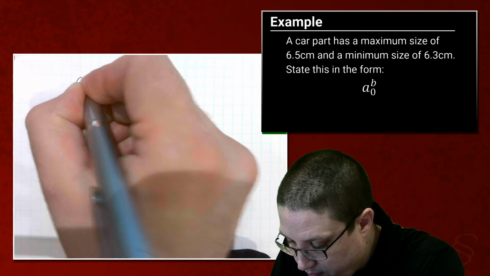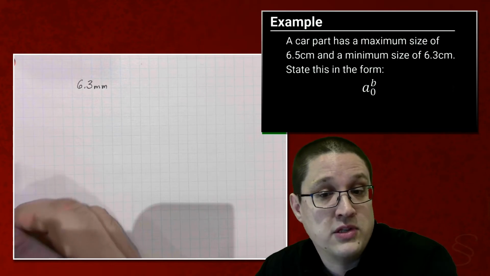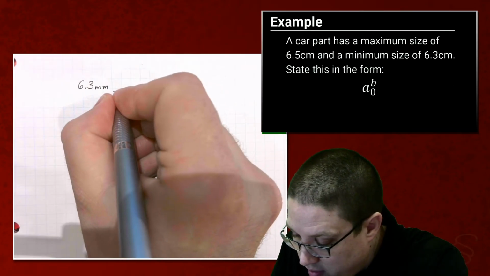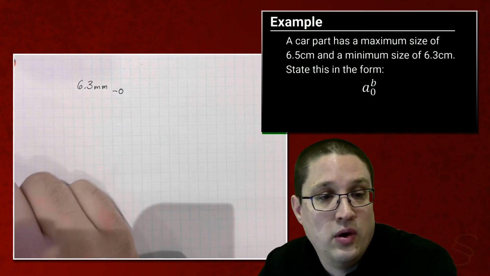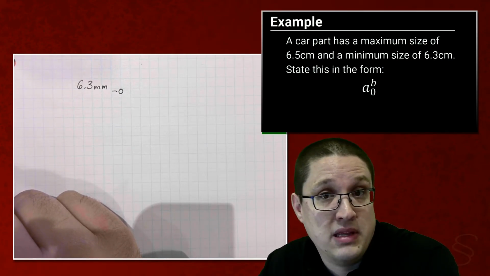So I'm going to write this as 6.3 millimeters. That's the A value because that's where I'm starting at. I know that this on the bottom has to be 0 because I can't go down from there at all. So that has to be the minimum.